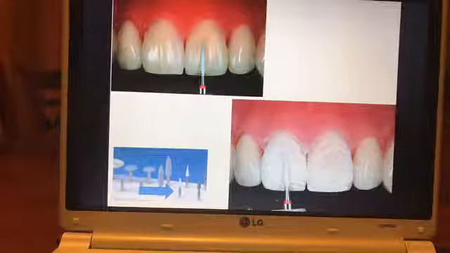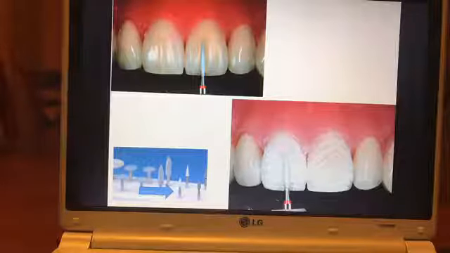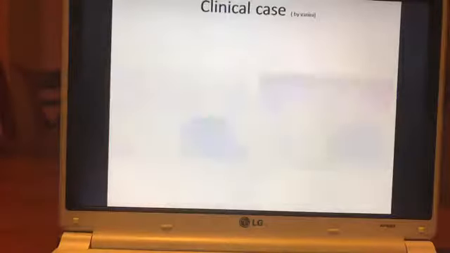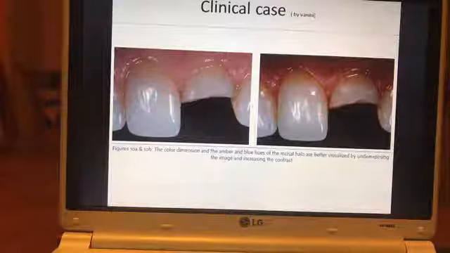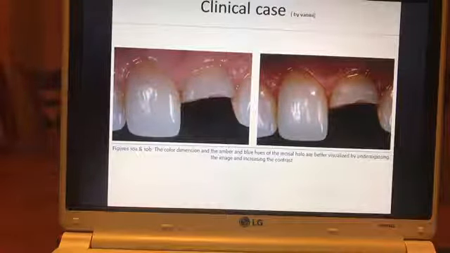So now you have learned how to do all the anatomy of the tooth. I'm expecting that everybody attending right now is a colorist and knows exactly how to do this. Let's take a small clinical application to make sure that everybody understood what I've said. So this is a clinical case.